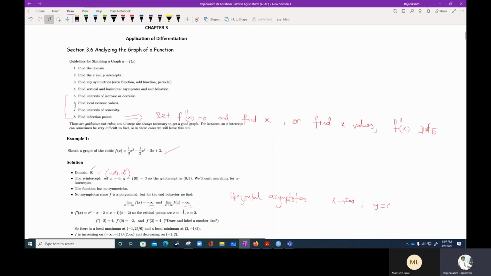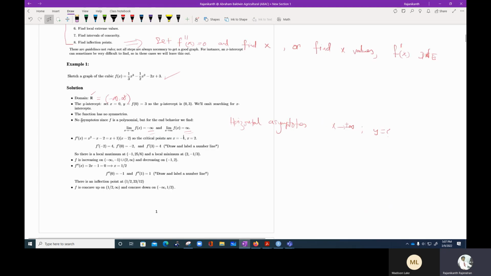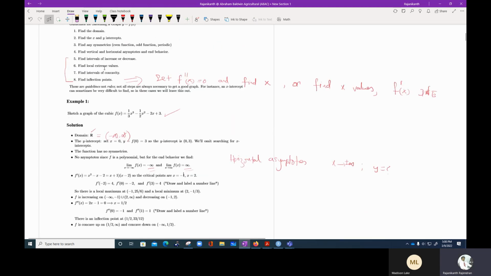Now let's move on to the important part, from 5 to 8. How are we going to find the intervals of increasing and decreasing? Well, first of all, you should know the critical points, right? Remember chapter 3.1, 3.2, 3.3 and all, we studied finding critical points. To find the critical points, first you have to find the first derivative, set it to 0, and solve for possible x values. So this is the step we have here.